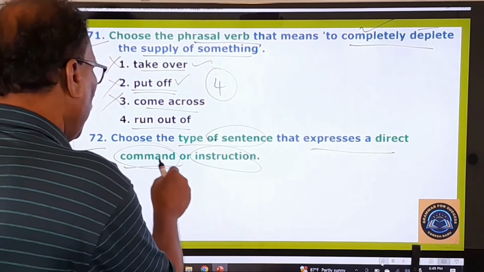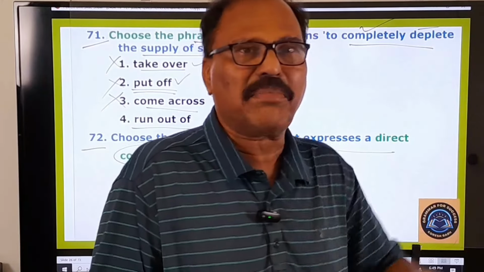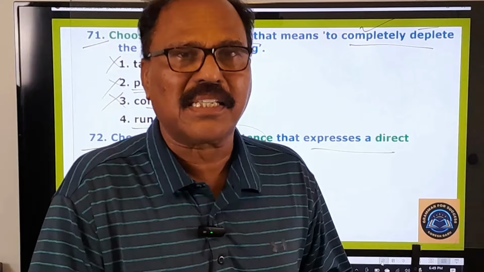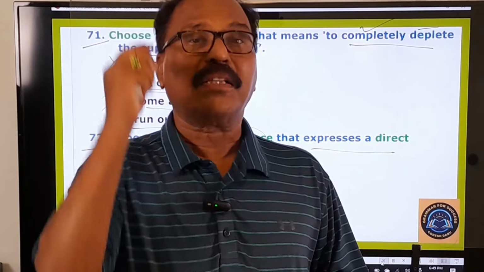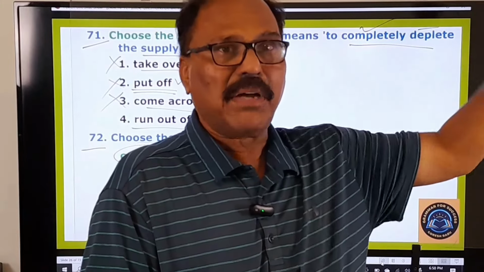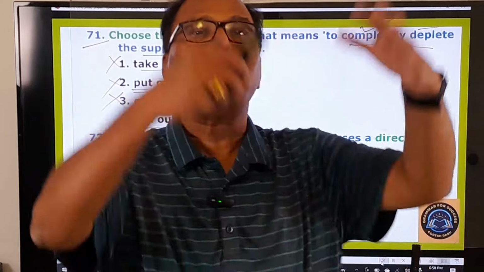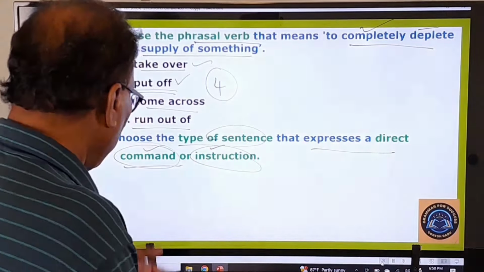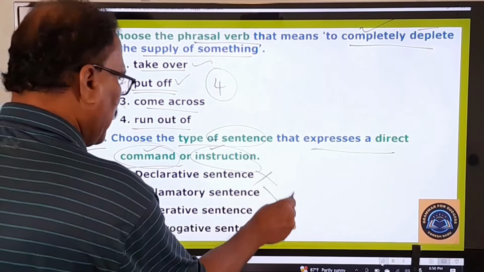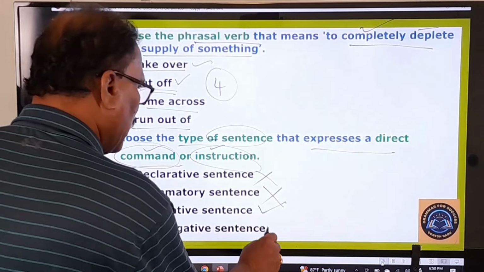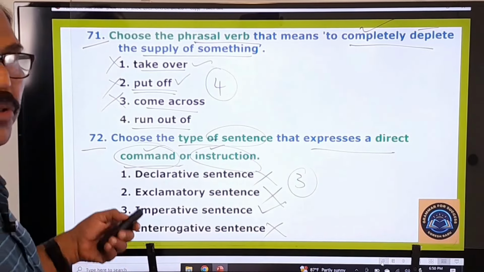And here, command and instruction. What kind of sentence will show direct command and instruction? Only the imperative sentences will do that. So then what are the imperative sentences? The sentences that contain orders, commands, requests, warnings, suggestions, instructions, etc. are called imperative sentences. Now let us look at the options. If you know this, you can directly tick the right one. Declarative sentence, no. Exclamative sentence, no. Imperative sentence, yes. Interrogative sentence, no. So your answer is the third one.